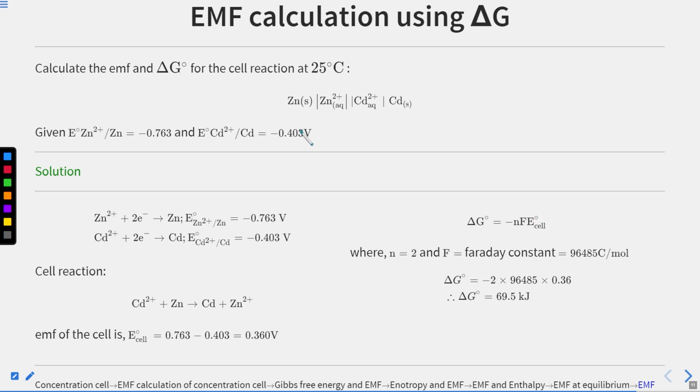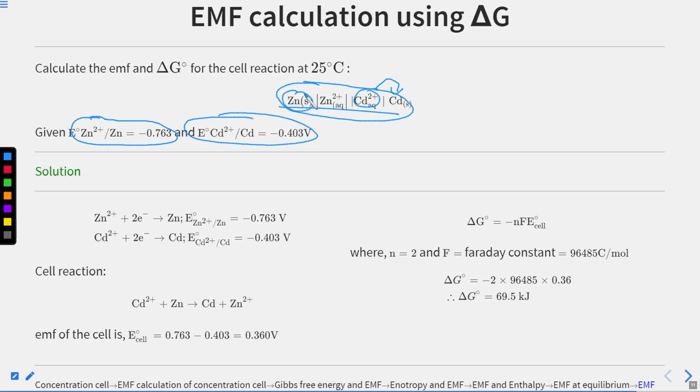If you see, we have to find the EMF for this equation and delta G for this equation, and we are given these two values. These are the reduction potentials of zinc and cadmium. But if you see this equation, cadmium is getting reduced, okay, good. But zinc is getting oxidized, not reduced.